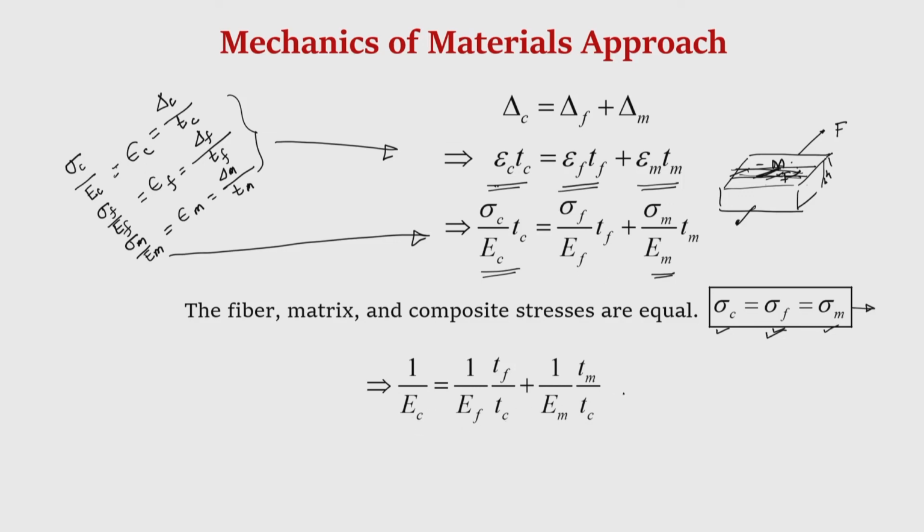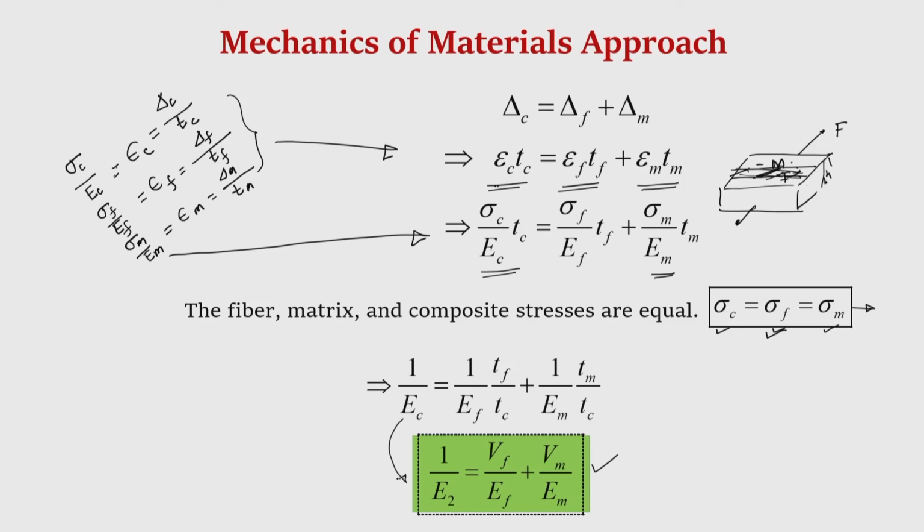Now, putting this in this, we get 1 by E c is equal to 1 by E f times t f by t c plus 1 by E m times t m by t c, and for the given representative volume element, we know that t f by t c represents the volume fraction. Therefore, we get 1 by E2 is equal to V f by E f plus V m by E m. Now, this E c is nothing but E2, because this is the Young's modulus of the lamina in the direction 2.